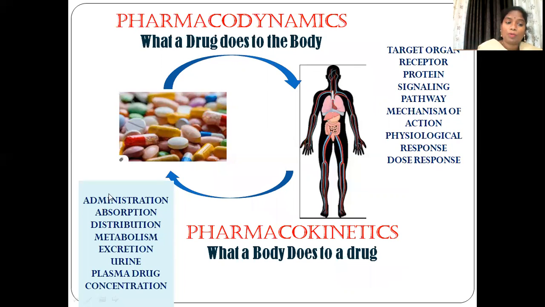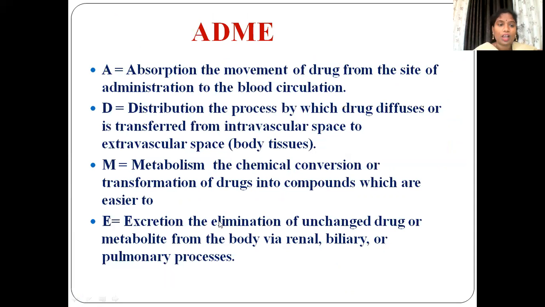In pharmacokinetics, we study administration, absorption, distribution, metabolism, excretion, and urine data. By the urine data and plasma data, we know all those things, and we estimate by plasma drug concentration. That is the main concept for studying pharmacokinetics. Coming to ADME, I already told you; it is written here. So this is the technical definition.